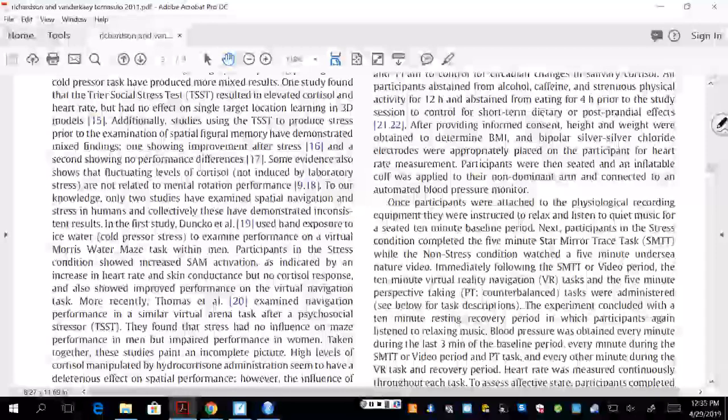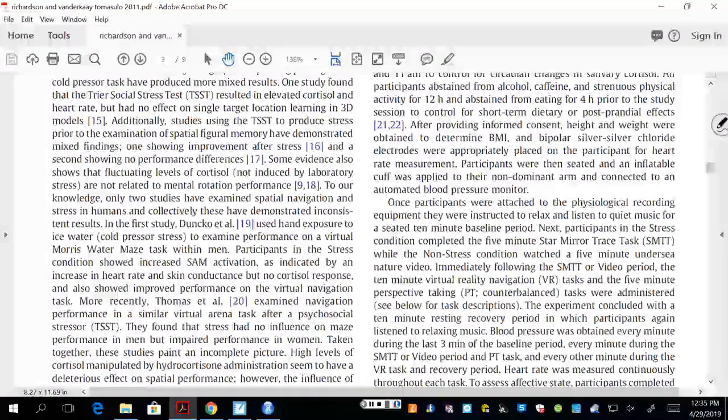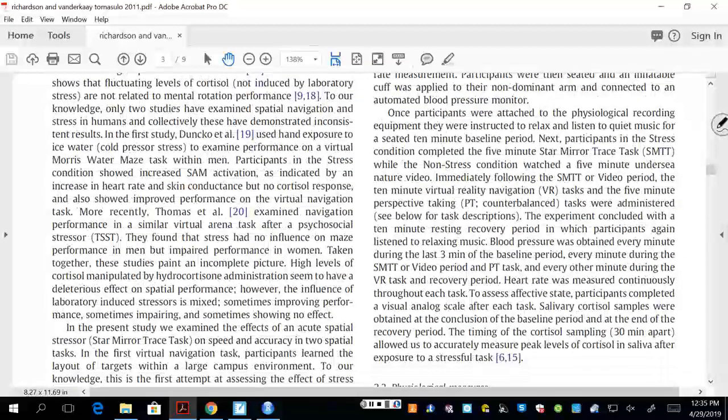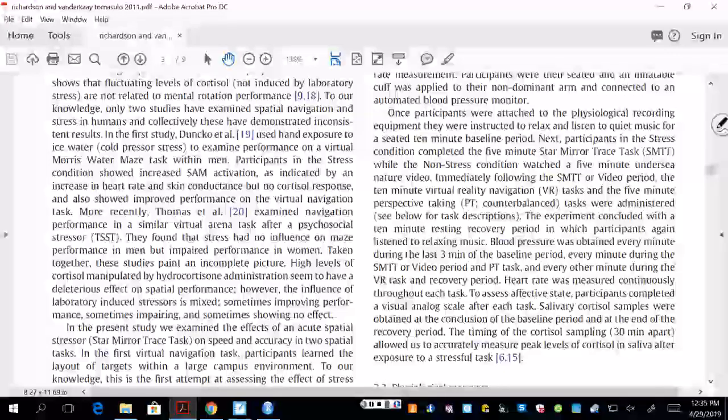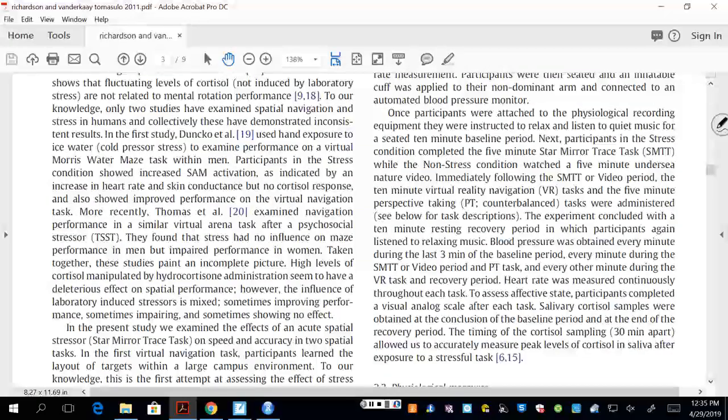right, ongoing monitoring of blood pressure, and so on, and then they sat and listened to quiet music to relax, and then one group got this stressful star mirror trace task, and the other ones had this other thing. Immediately following that, they went into the different things, and they tracked how long it took them to do that, their accuracy, and all these other measurements.